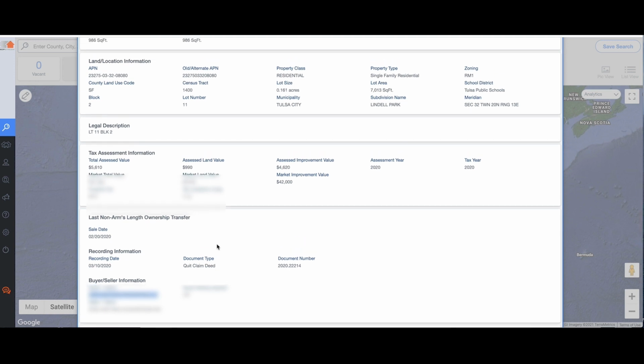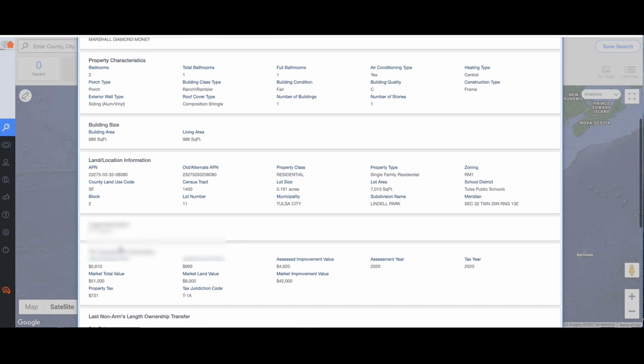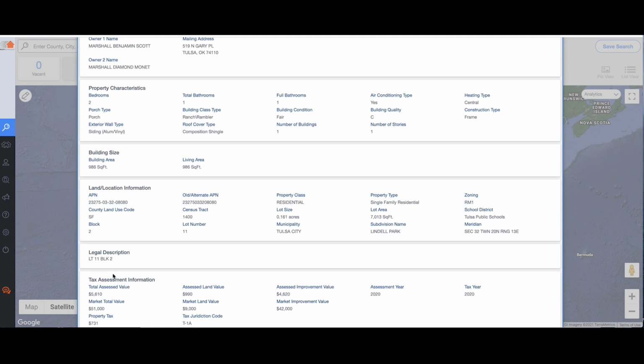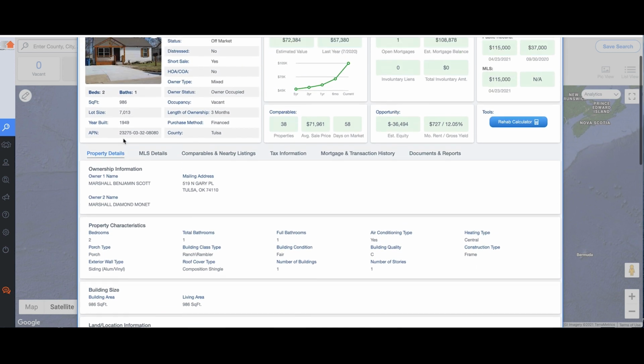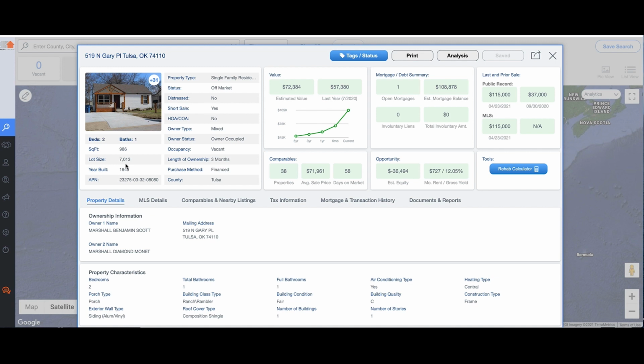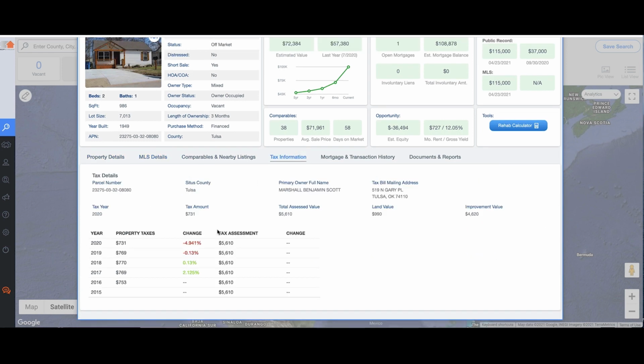Interesting. I don't see offhand where they bought it for. Maybe I'm missing it. Usually they would have a price at which they bought it for in here. For this one, they don't. And again, some of this is because of what was available at the county level. So yeah, I don't see what they bought it for on this one, unless I'm missing it, which it totally could be. Let's look at the tax information.